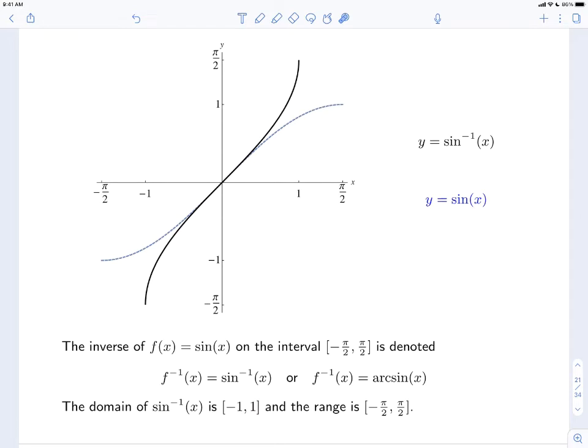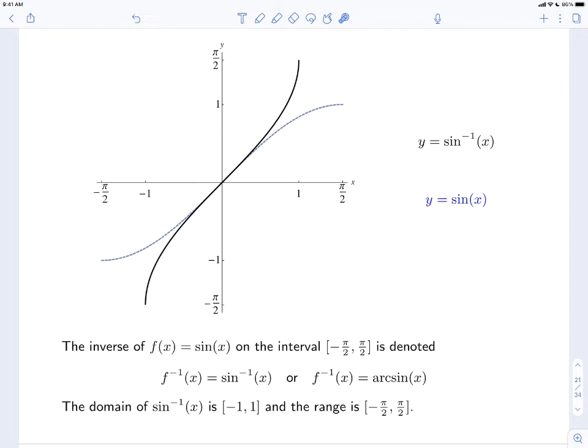And on this interval, it is 1 to 1, so it has an inverse, which we call inverse sine or arc sine, and it's the reflection of the graph of sine x through the line y equals x. And so that gives you this solid curve right here, which is y equals inverse sine of x.